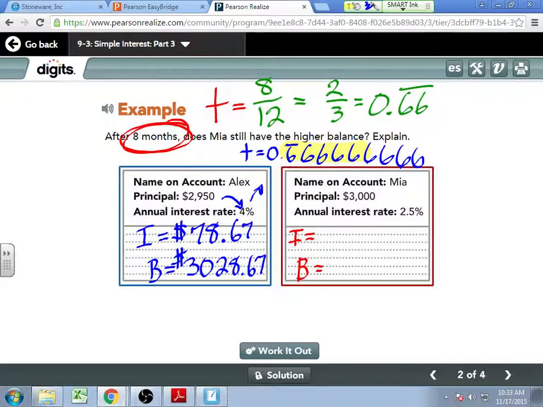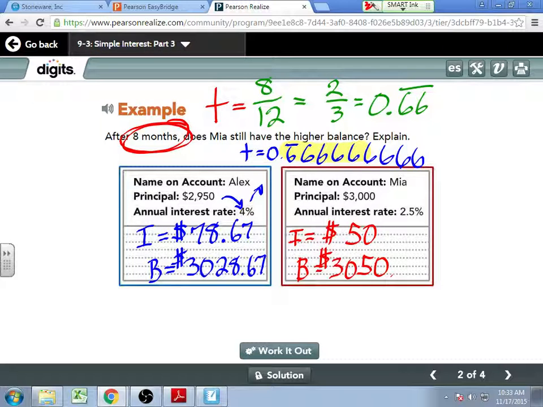Interest on Mia's account is a little bit easier since it starts with 3,000. Times, what's my rate there? Yeah, exactly. And then times still the 0.6. Really, really close, so we can round it to 50. And now her account balance is $3,050.